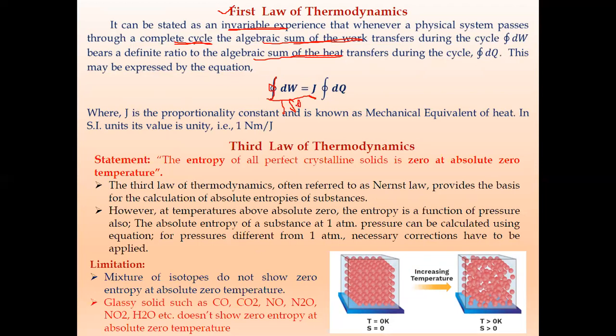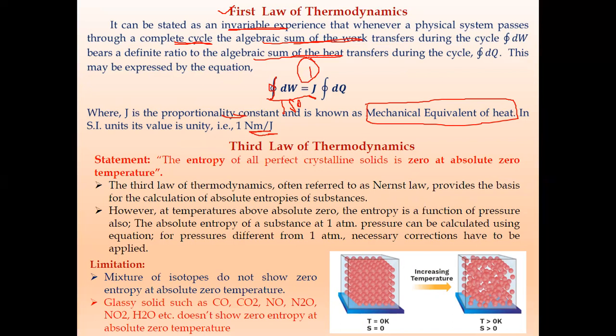So this J is called the proportionality constant, and it is known as the mechanical equivalent of heat, and its SI unit is Newton meter per joule. It is the proportionality constant, and its value is unity, 1. So this is the first law of thermodynamics.